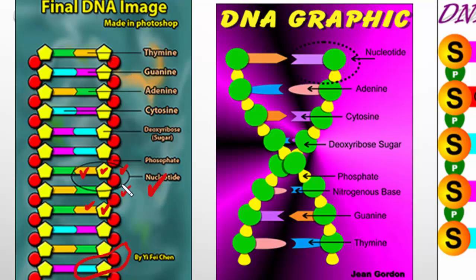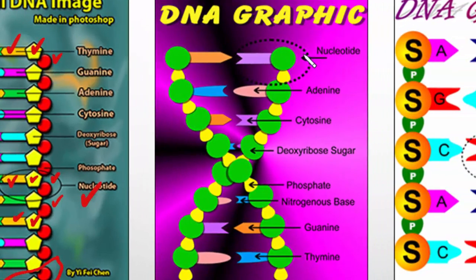At any rate, DNA is a polymer. That means it's a long chain of molecules, and it's made of nucleotides. Nucleotides are the building blocks, and nucleotides consist of three parts. We've got a nitrogenous base, a sugar, and a phosphate group. There are four different nitrogenous bases, and therefore there are four different types of nucleotide. There's thymine, guanine, adenine, and cytosine. Those are the four different nitrogenous bases.